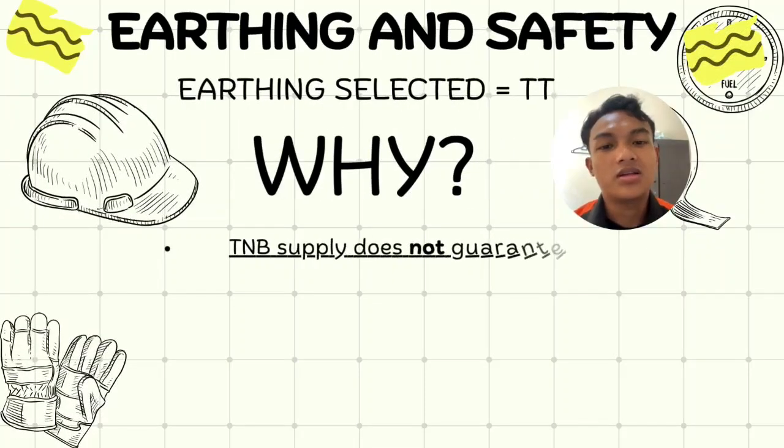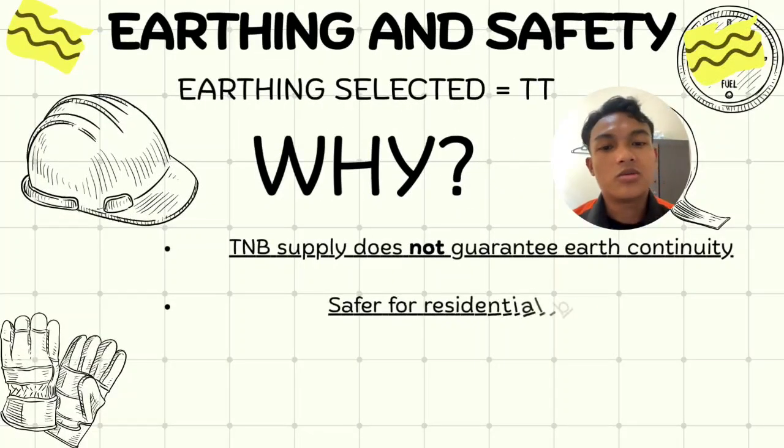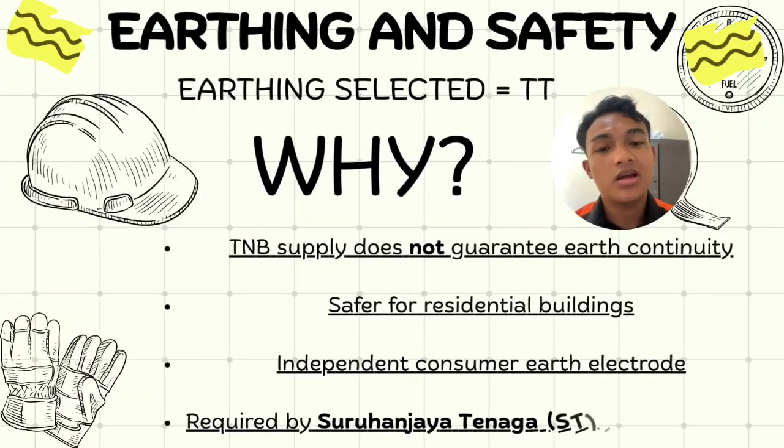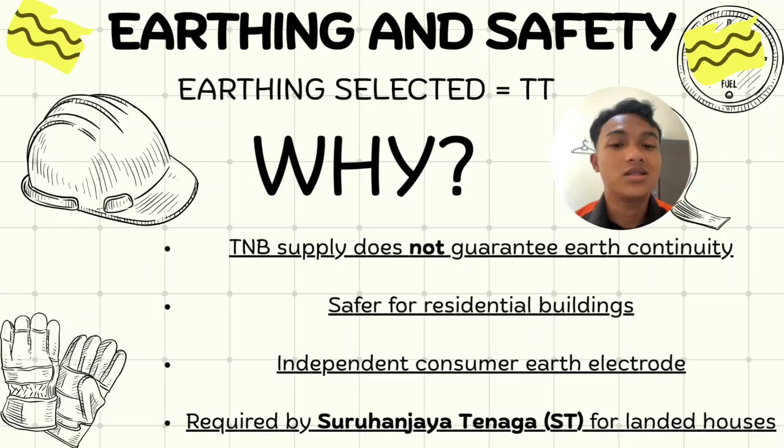For the earthing and safety, we will be talking about the earthing first. The earthing system selected by us is the Terra earthing system, or TT earthing. Why? That is because the TNB supply does not guarantee earth continuity. It is safer for residential buildings, and it has an independent consumer earth electrode.